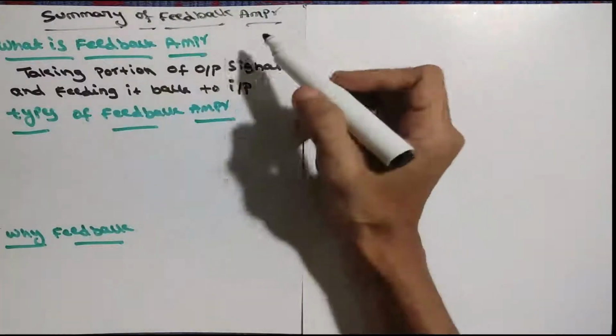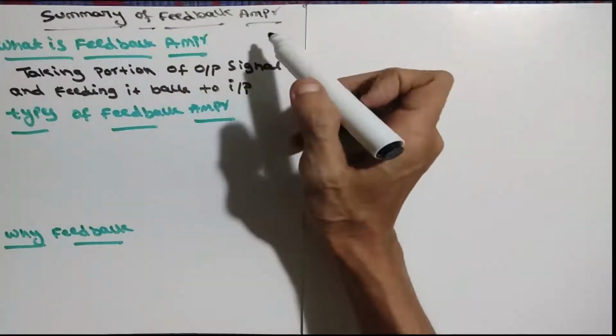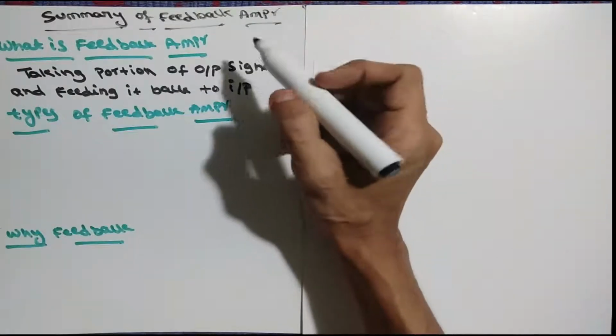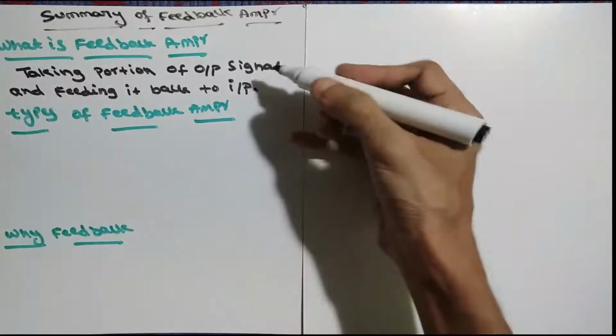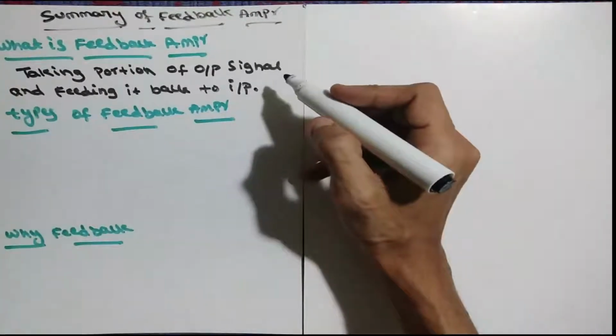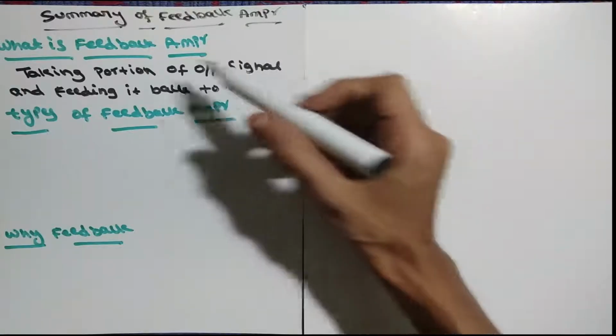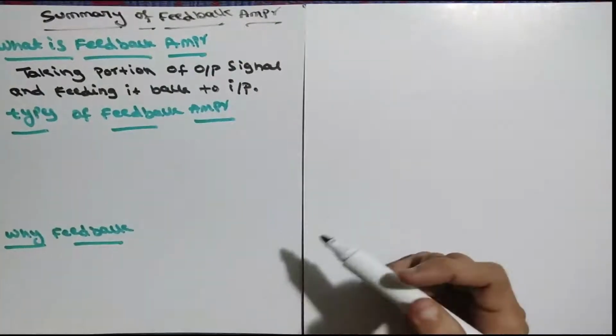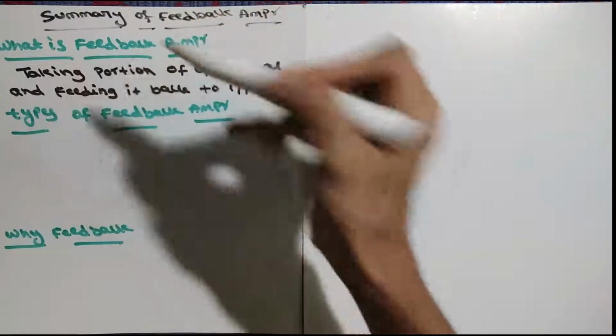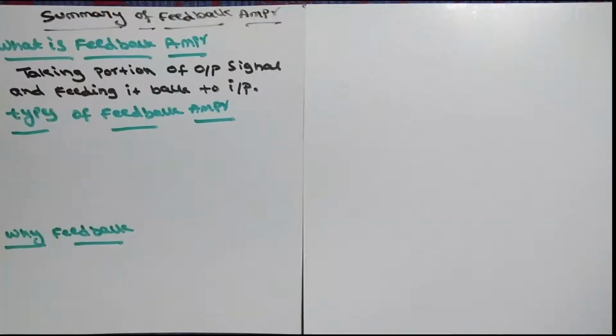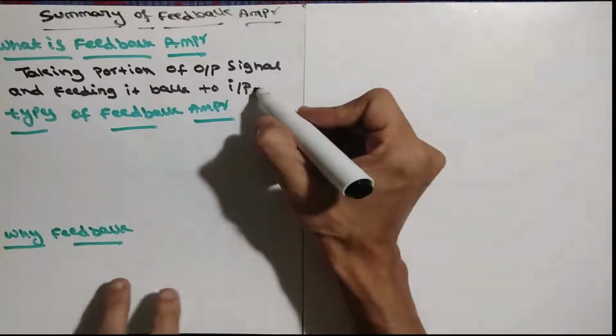Summary of this feedback amplifier. What does feedback amplifier actually mean? What is the definition? Taking one portion of the output signal and feeding it back to the input. It is nothing but connecting the output to the input and doing some processing in between; that is known as a feedback amplifier. The name itself says feedback. Whatever you are getting, you are feeding back to the original input portion. That is called a feedback amplifier.